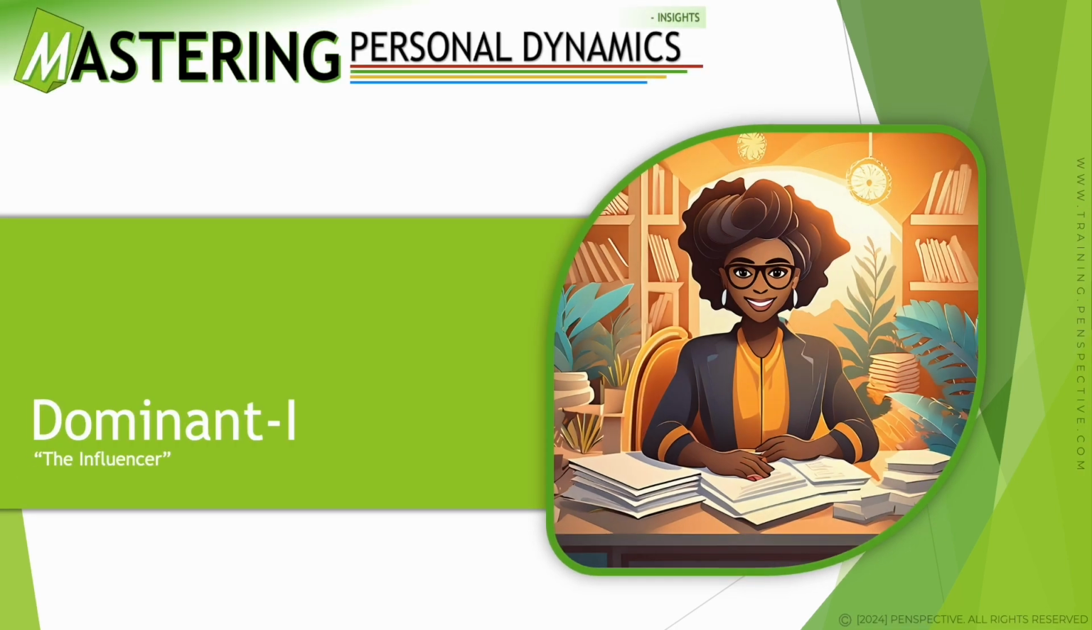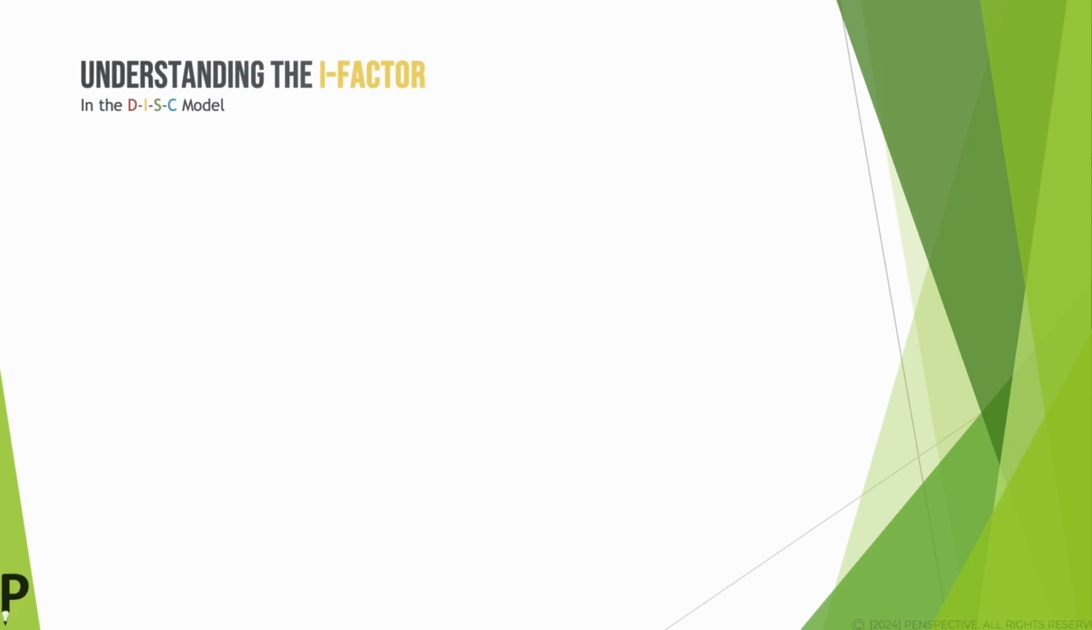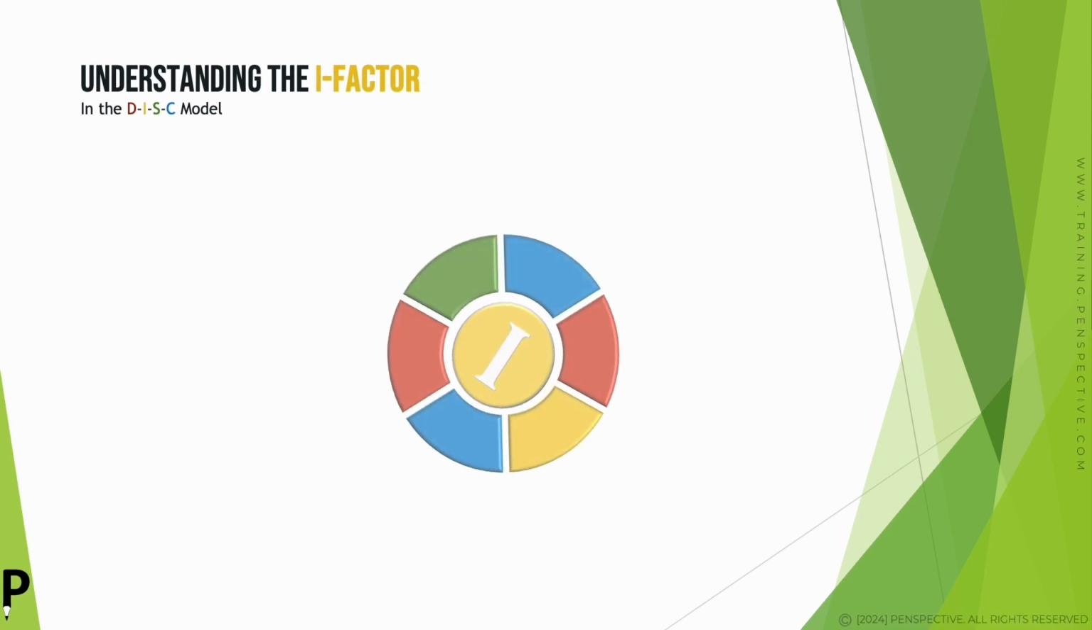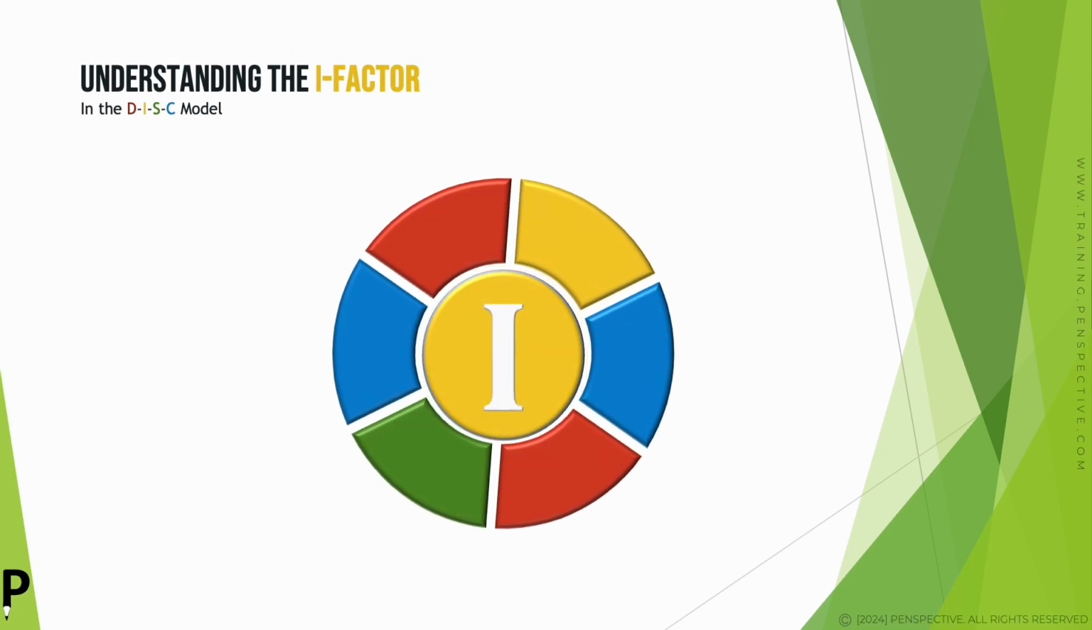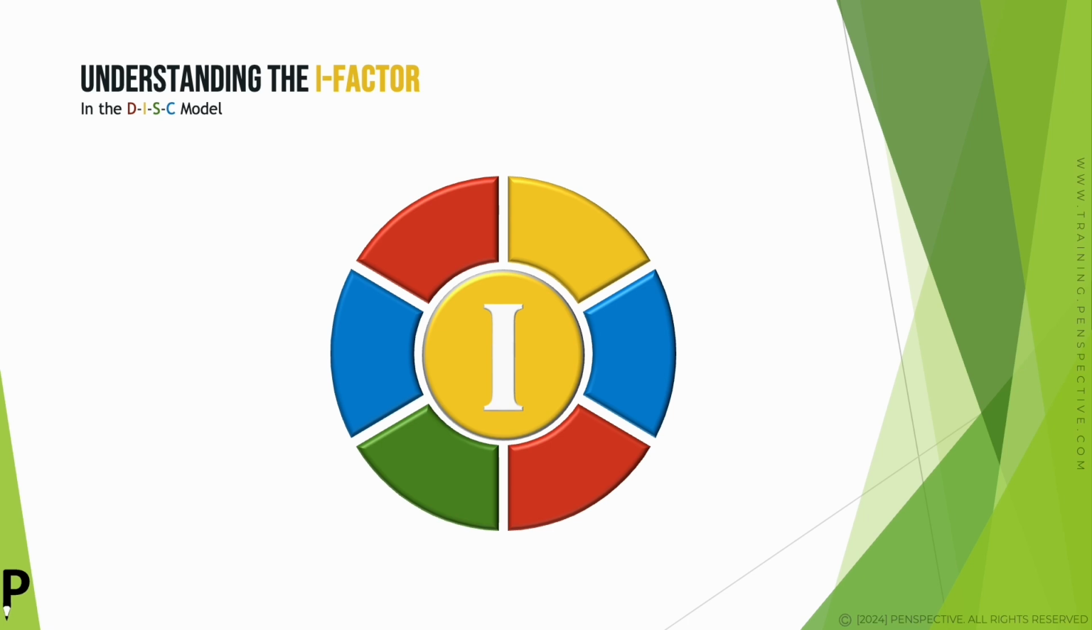The dominant I. Individuals with a dominant I factor in the D.I.S.C model are characterized by several key traits. Firstly, they have a strong need to interact with others and thrive in social settings. These individuals enjoy engaging with people and often seek out opportunities for social interaction.